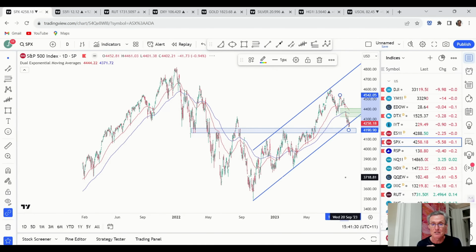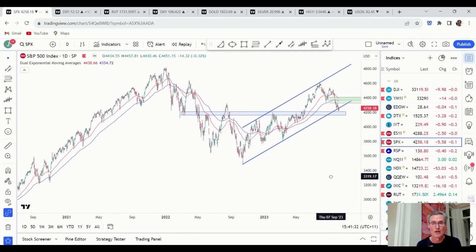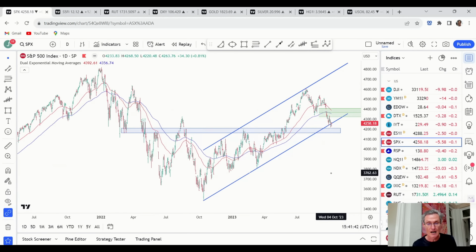And I did talk about one possible scenario, I think it was 2 or 3 weeks ago, which could see the market fall significantly. But let's not get there at the moment. That's not the play just yet. Let's see how the price action unfolds.